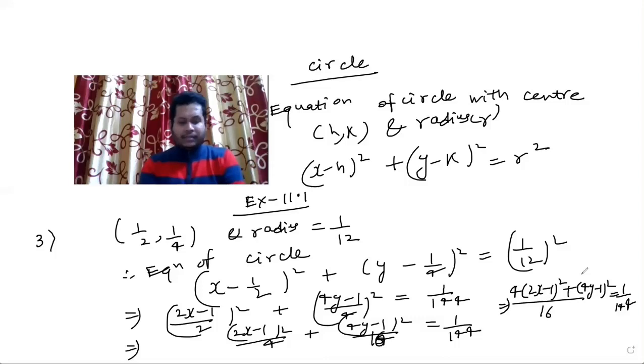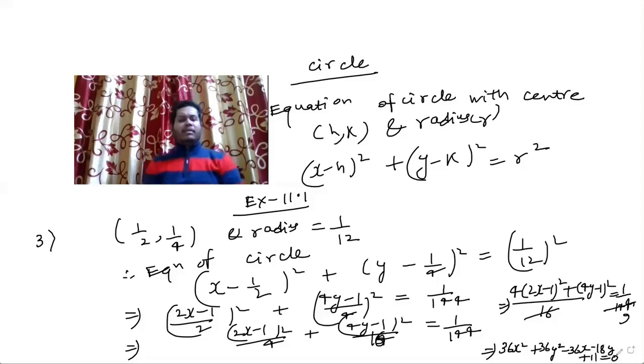Now 16 will directly cancel 144, and that will be 9 times. After this, what you need to do is simply expand using the formula of (a minus b) whole square, then cross multiply and bring everything to one side. I'm not showing the entire calculation, as you will be able to do it. I'm just telling the final form. After splitting, cross multiplying and bringing everything to one side, you will finally get 36x square plus 36y square minus 36x minus 18y plus 11 equal to 0. So this will be our equation of the circle.